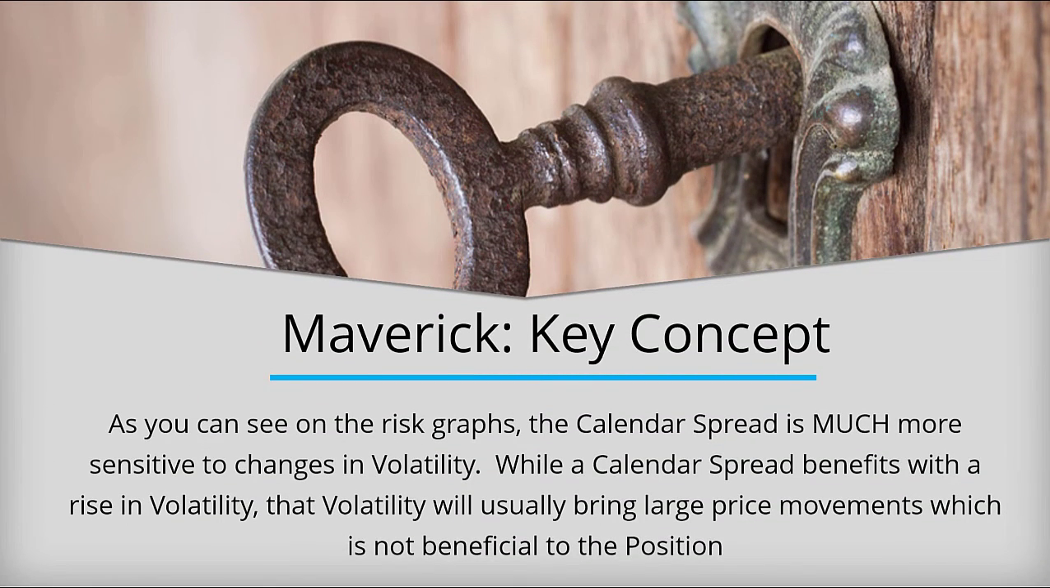As you can see on the risk graphs, calendar spreads are much, much more sensitive to changes in volatility. So yes, a calendar spread is going to benefit from a rise in volatility. However, when you see a rise in volatility, you also are going to see a bigger change in price movement. So think about that. You're in a position where a rise in volatility helps you. However, the position you're in, you need the stock to not go anywhere. Does everybody see the problem with that? Does everyone see that's a big problem?